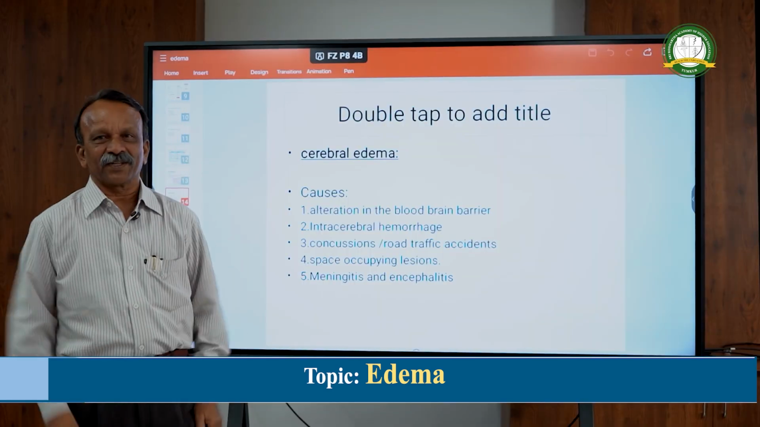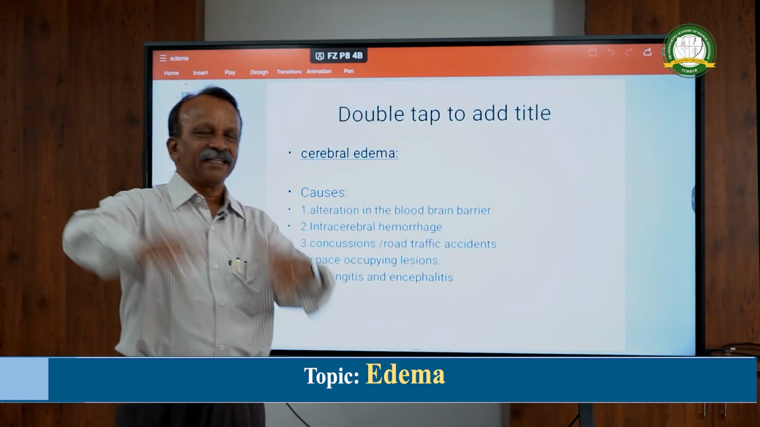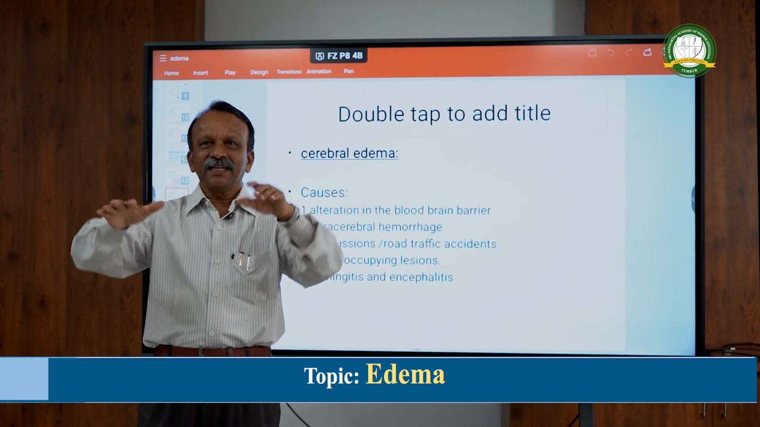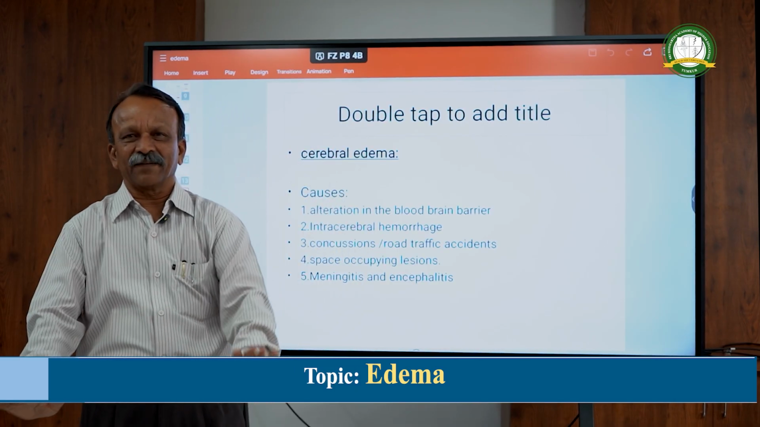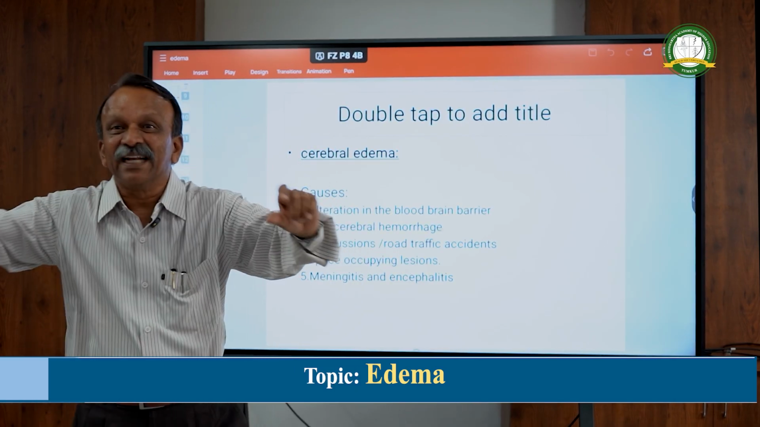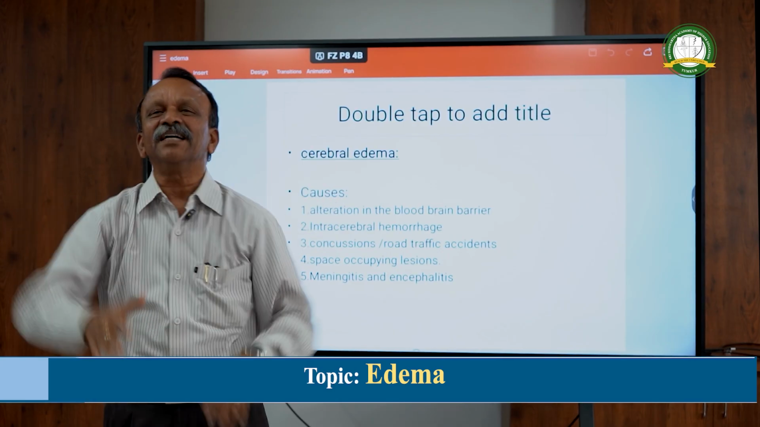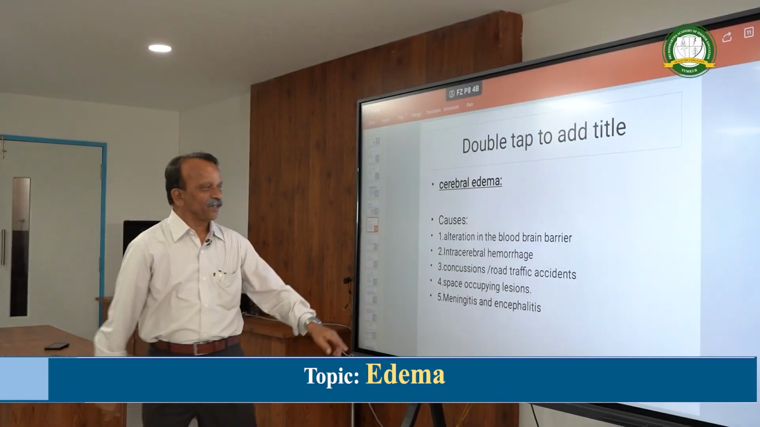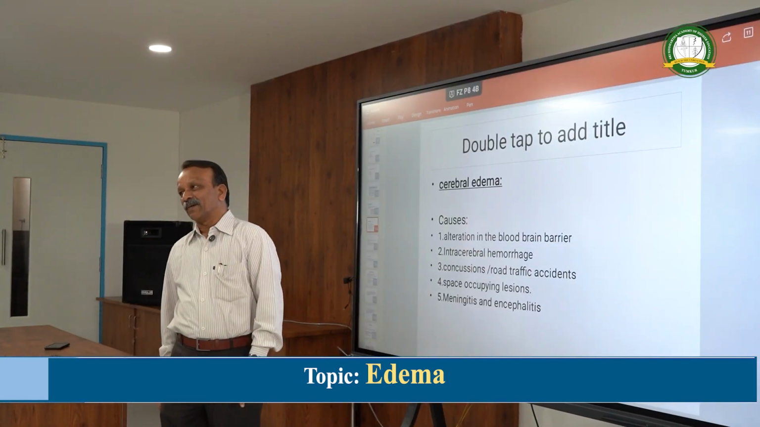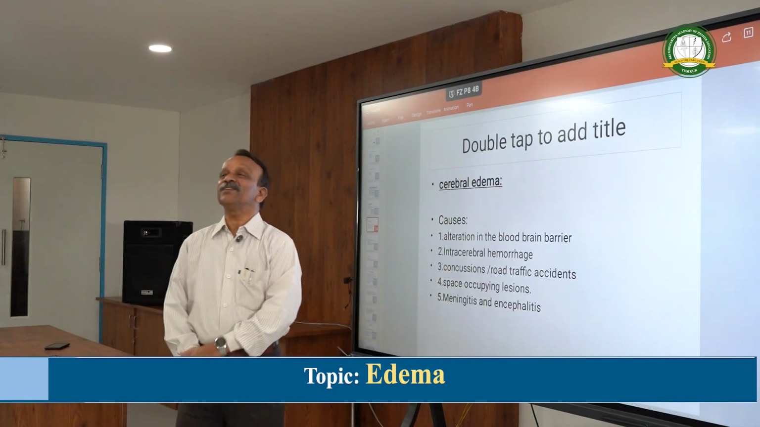Then concussions. So once you are traveling in the bus, suddenly the driver applies brake, then your head hits the steel rod and goes back. That is called concussion. So in that concussion also the edema can occur. And then the next one is space occupying lesions.